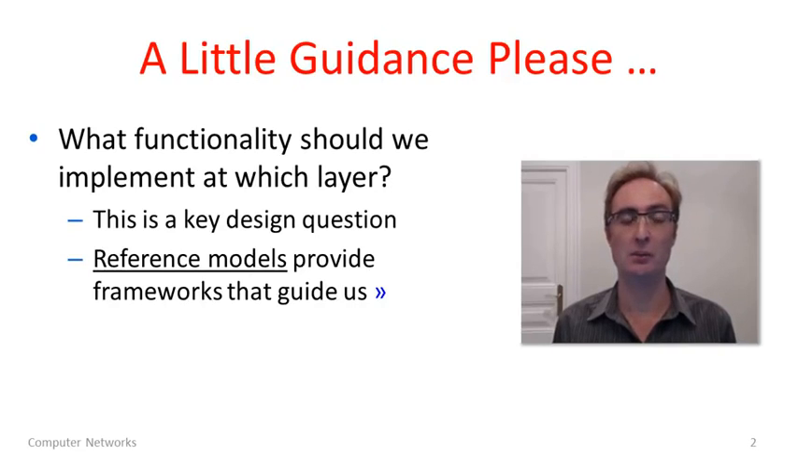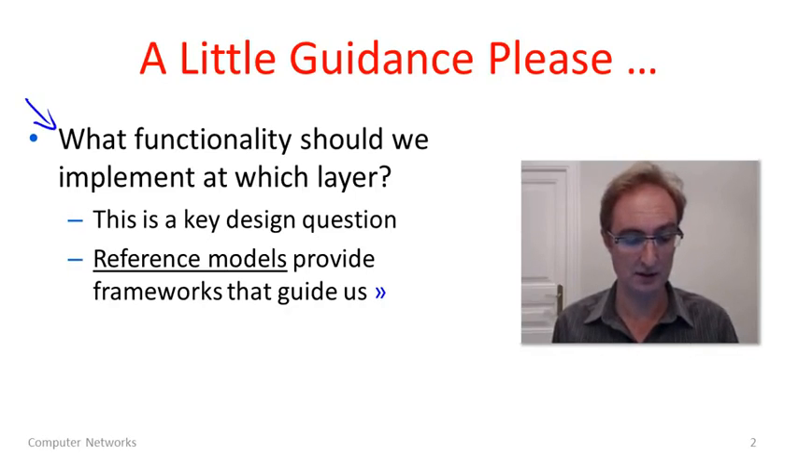Okay, so now we know about protocols and layering, good for us. But what we still don't really know is which particular function should be implemented in which protocol. If you think of a function such as finding a path through the network for routing, should that be implemented in a higher layer protocol or a lower layer protocol? We don't really know yet. So this is the key question.